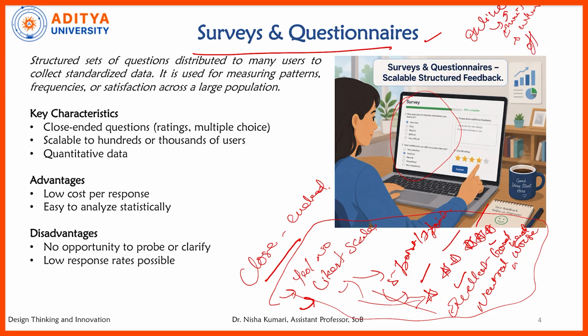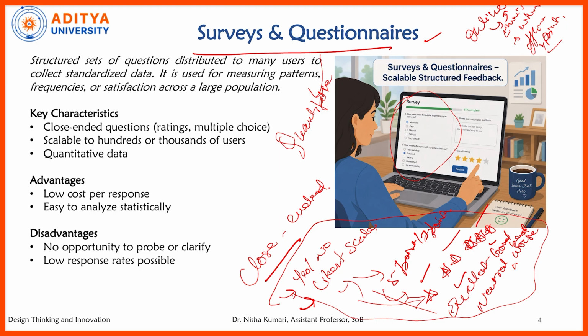Apart from that, we can do the offline survey also, where we are going to take the prints of those particular questionnaires which we prepared, or the surveys, and we are going to circulate those. Now while we are doing these things, what will be happening? By these surveys and questionnaires, we are going to get the quantitative data.